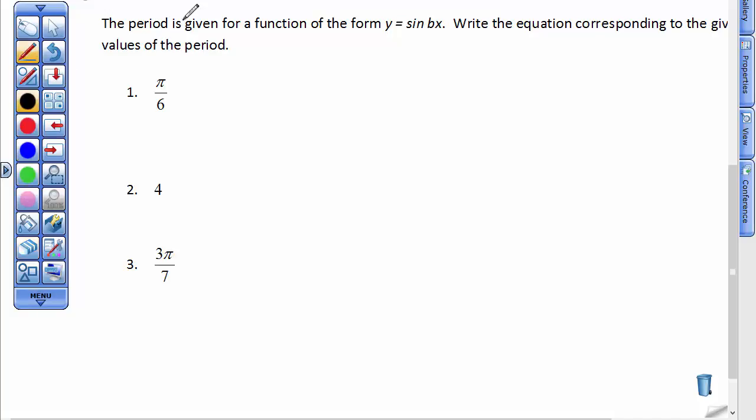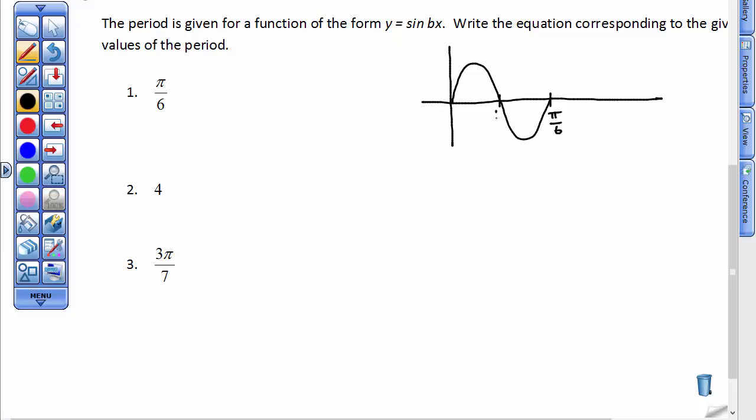Okay, the period is given for a function of the form y equals the sine of b times x. Write the equation for it corresponding to the given values for the period, which is pi over 6. So just to give you a quick feel, what we have here is a sine curve that looks like this, whose period is pi over 6.